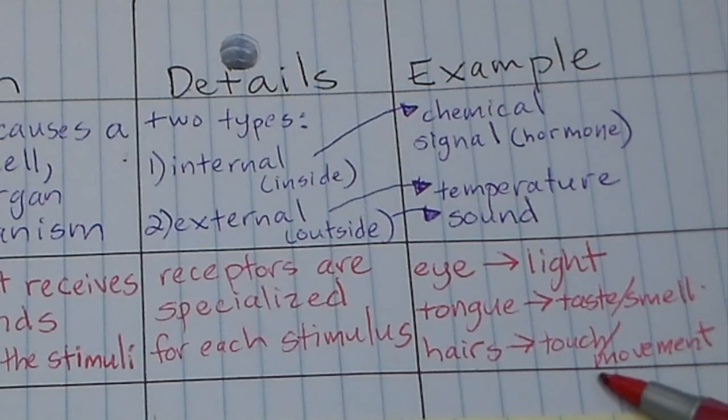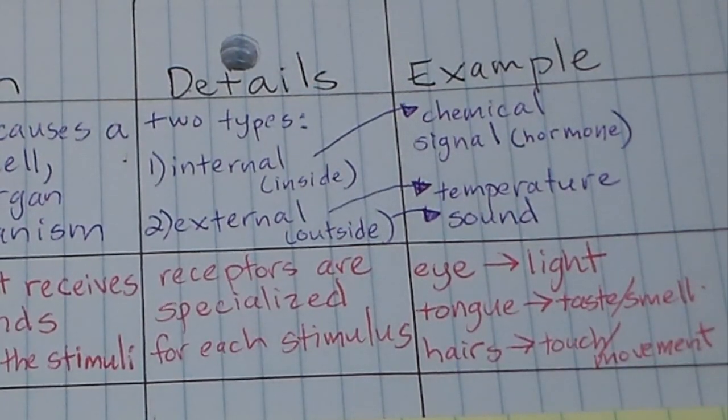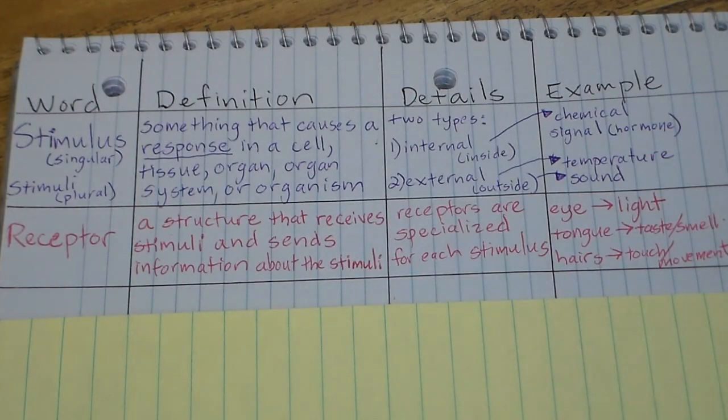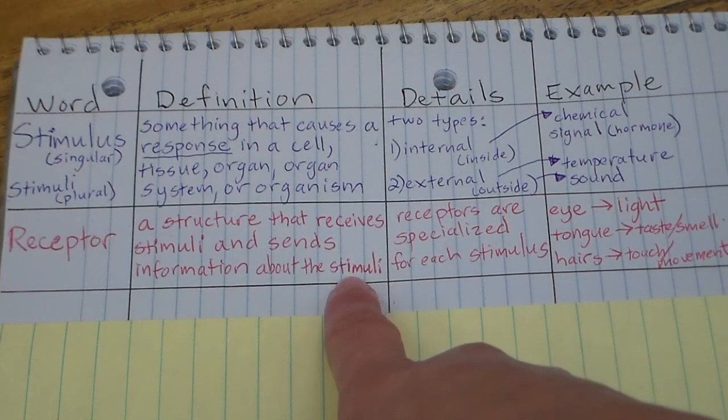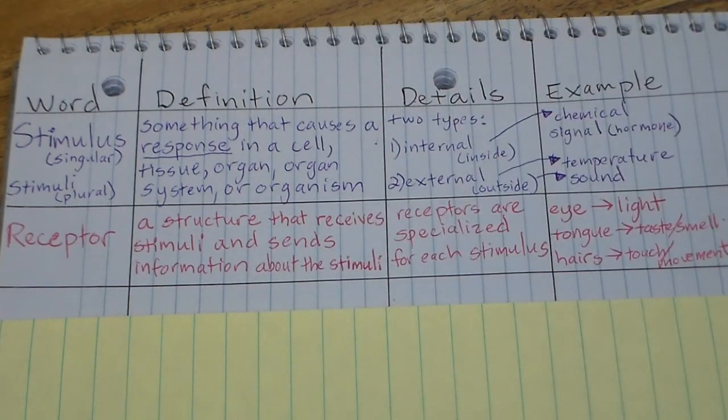We also find this with organisms like, think of a cat. A cat has whiskers on it, and it uses those hairs or those whiskers to provide it information about touch or movement. So again, these are just a couple of examples of types of receptors that organisms might have so they can get information about stimuli and send information about the stimuli to other parts of the organism.